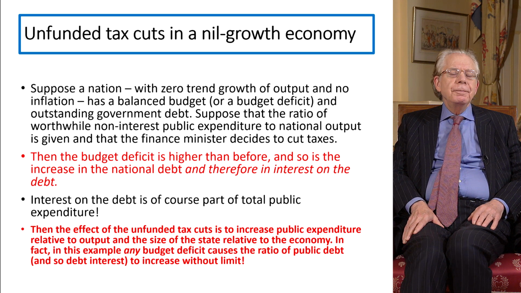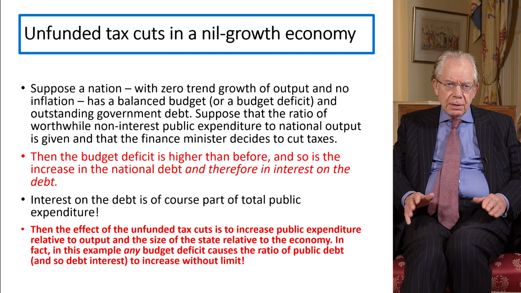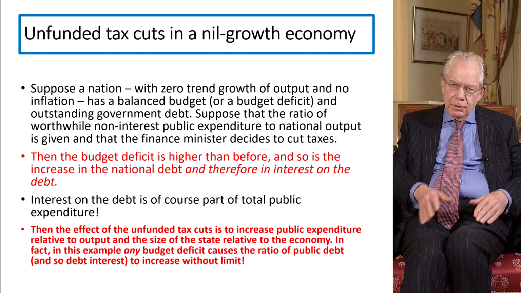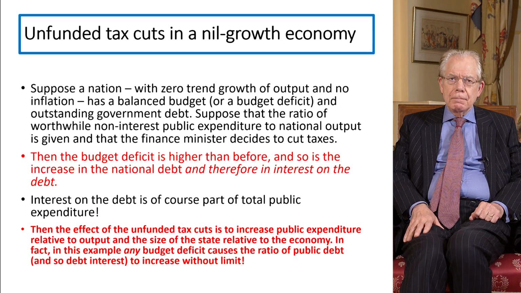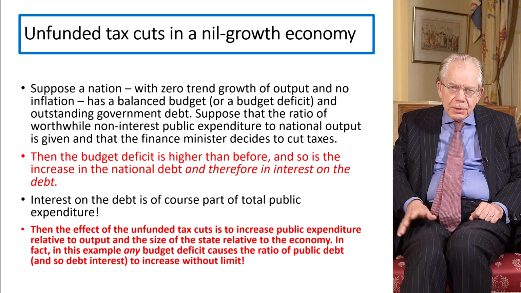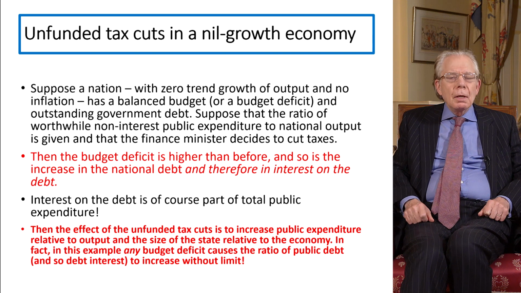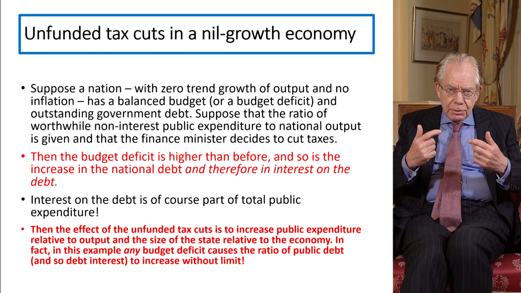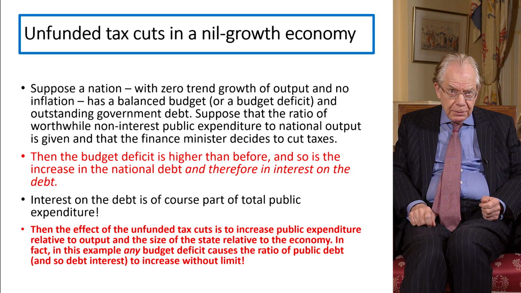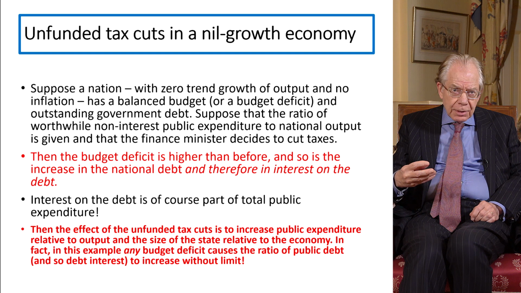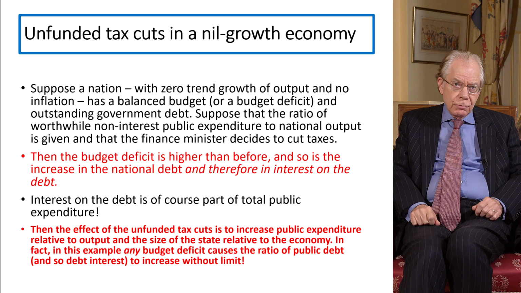And let's suppose that in this nation, the finance minister decides to cut taxes, with no changes in spending relative to GDP. Then obviously, the effect is to increase the budget deficit, or to establish a budget deficit if there was a balanced budget before. That increases the debt. That increases the interest on the debt. And the interest on the debt is itself part of public spending. So the ratio of debt interest to GDP is higher than before as a result of the unfunded tax cuts. In fact, the situation is explosive, because as the budget deficit continues, the debt keeps on rising, the debt interest keeps on rising, and so the whole thing just runs out of control.